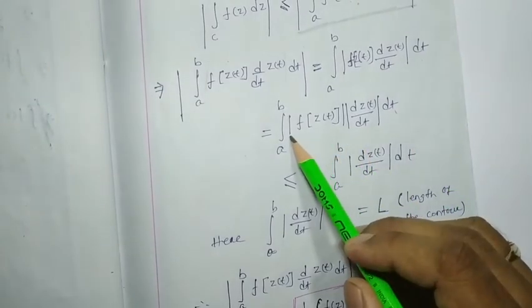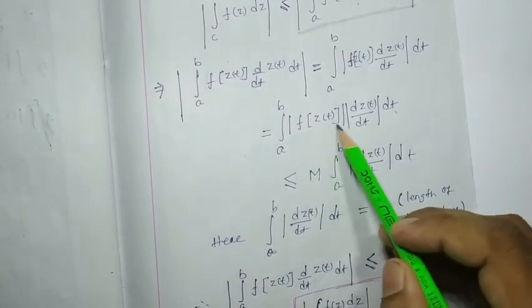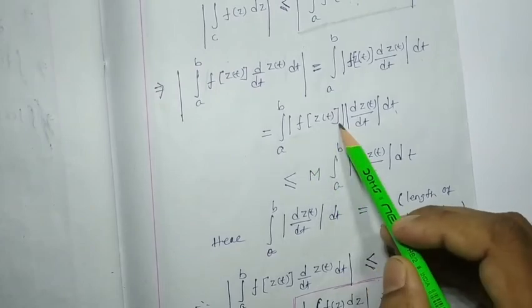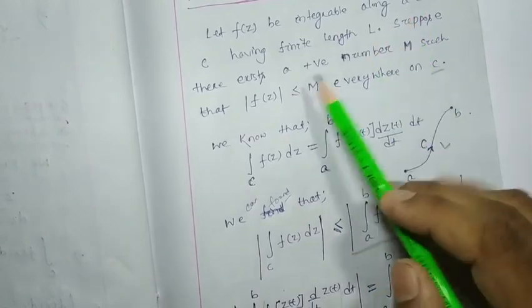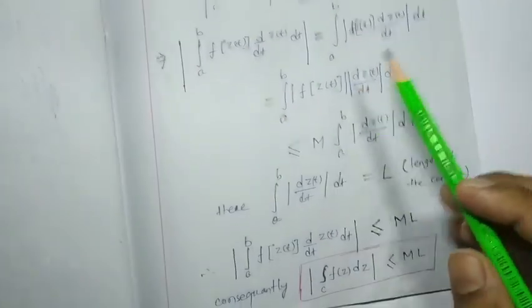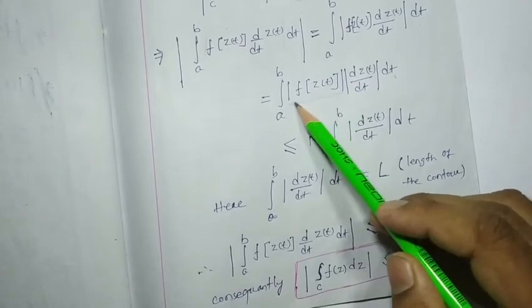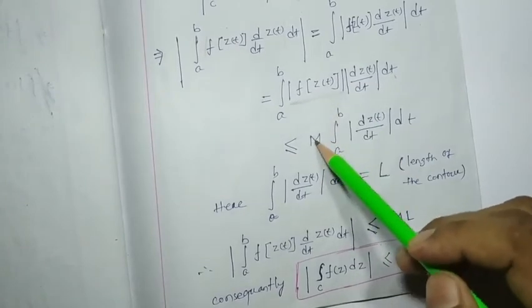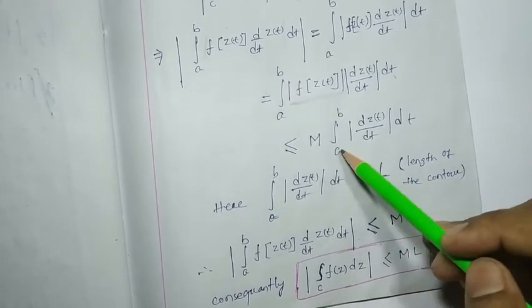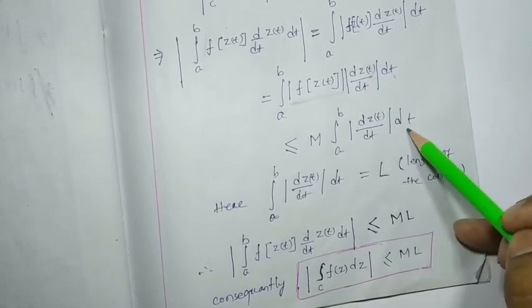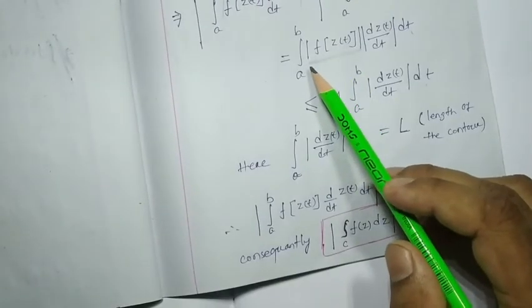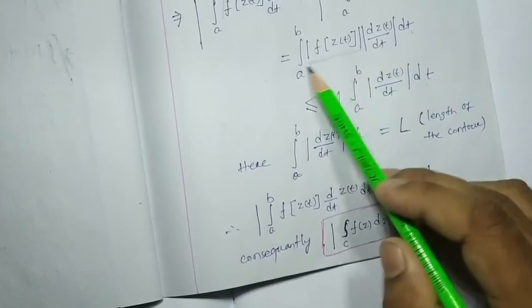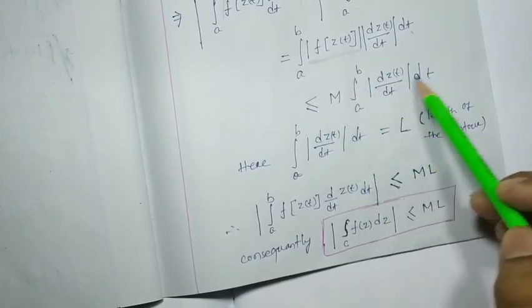This is nothing but this value. The modulus of this function is less than or equal to m. It has one maximum value, or modulus value. So instead of this one, I can write m, which is a constant and goes outside the integration from A to B, and this modulus into dt. So as the modulus of f(z) is less than m, the whole integration will be less than this one.